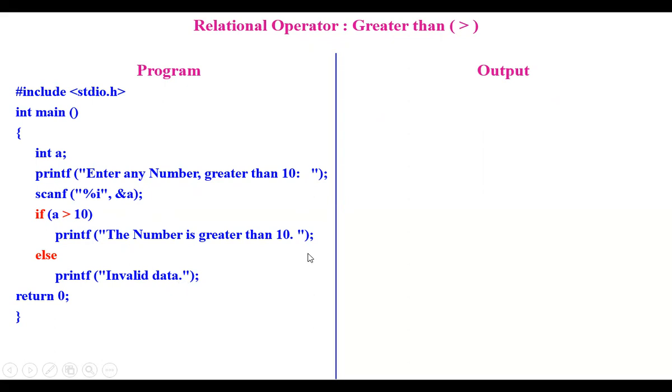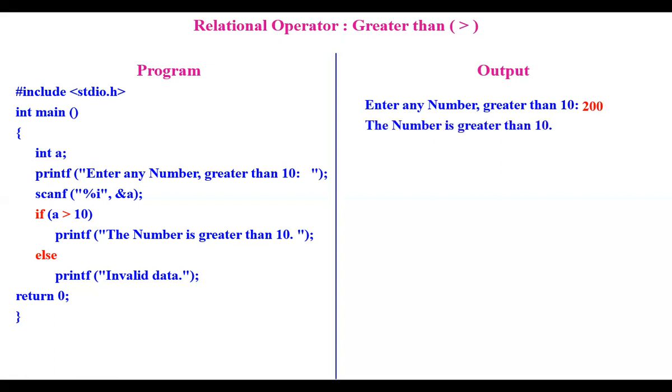Let us see what happens. It is asking enter a number and also saying it must be greater than 10. Suppose I enter 200 or maybe 11 or 100, 2000, a bigger number. What does it say? The number is greater than 10.